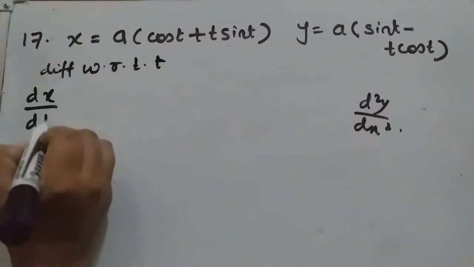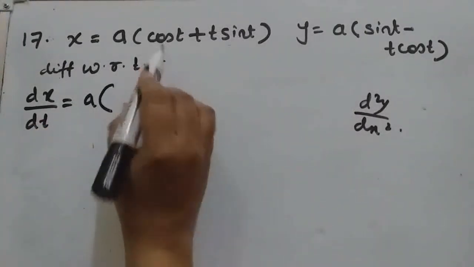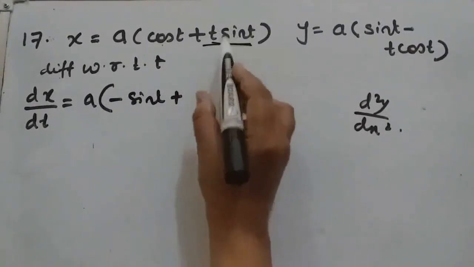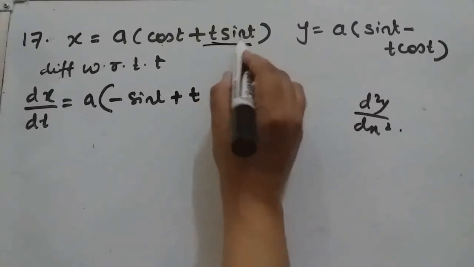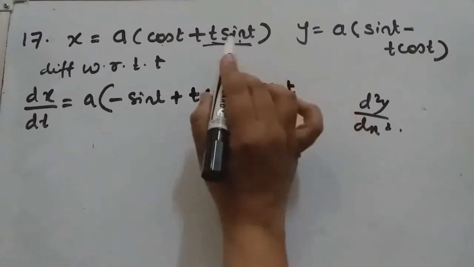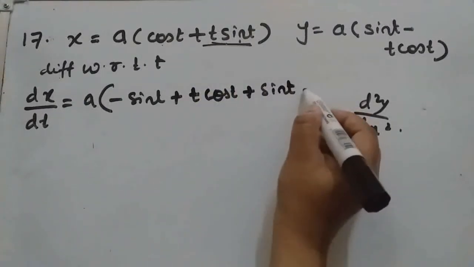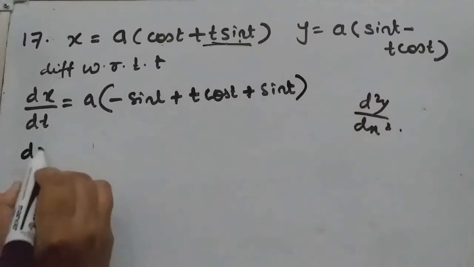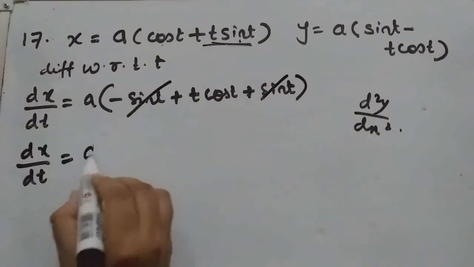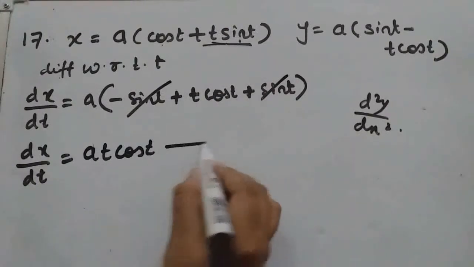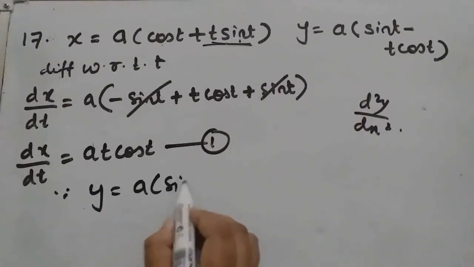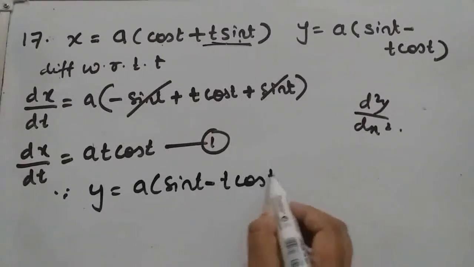Dx by dt is a, a is coefficient, derivative of cos t is minus sin t. Here product rule, isn't it? So t same, derivative of the second function cos t, sin t same, derivative of the first function t, that is 1. So dx by dt is, see, minus sin t plus sin t will go, a t cos t, suppose equation 1. Now y is given, a (sin t minus t cos t).